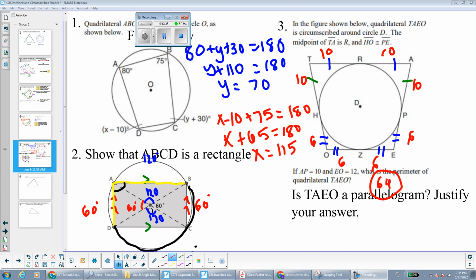As you can probably tell, TAEO is not a parallelogram because in order to be a parallelogram, both pairs of opposite sides would have to be congruent to each other. And as you can see, side TA is 20, but side OE is 12. Side TO is 16. Side AE is also 16, but that's not enough because both pairs of opposite sides need to be congruent to make it a parallelogram, not just one pair of opposite sides.